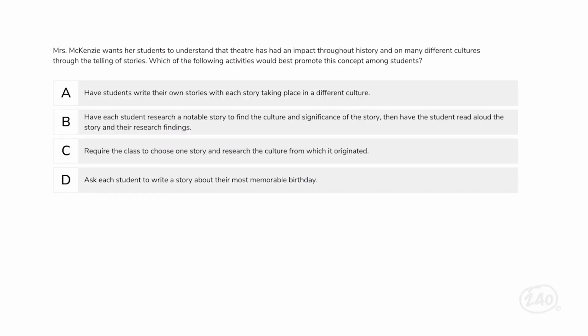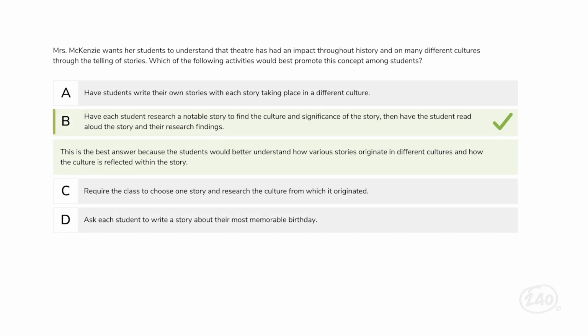All right, let's move on to a question from the theater competency. Miss McKenzie wants her students to understand that theater has an impact throughout history and on many different cultures through the telling of stories. Which of the following activities would best promote this concept among students? Having each student research a notable story to find the culture and significance of the story, then have the student read aloud the story and their research findings is the best choice. The students would better understand how various stories originate in different cultures and how the culture is reflected within the story.